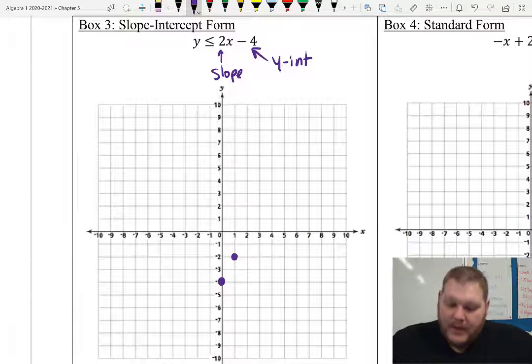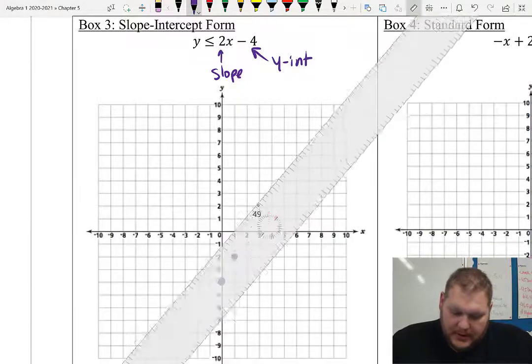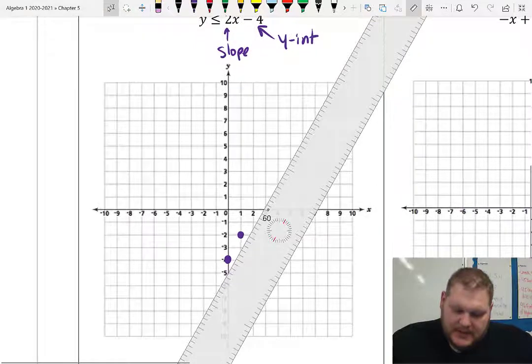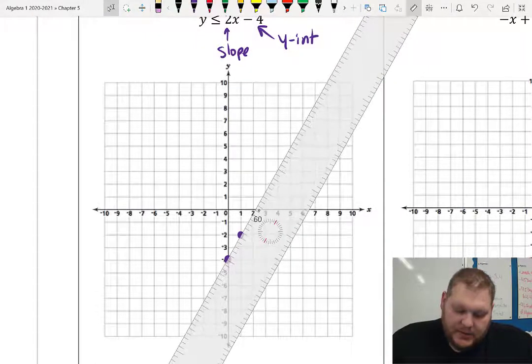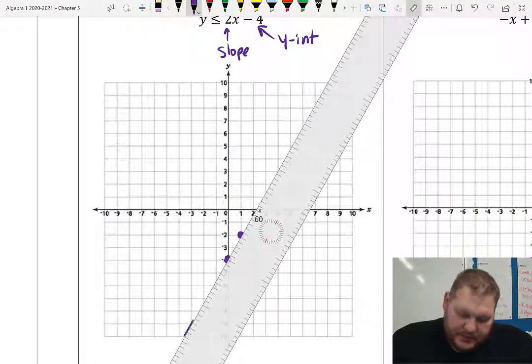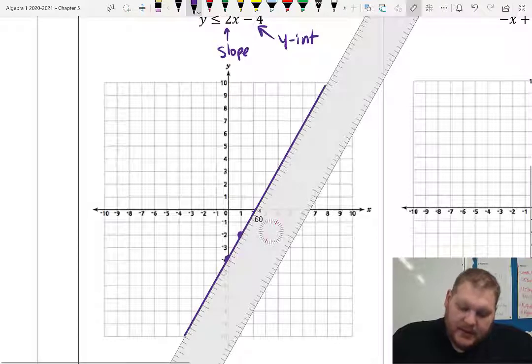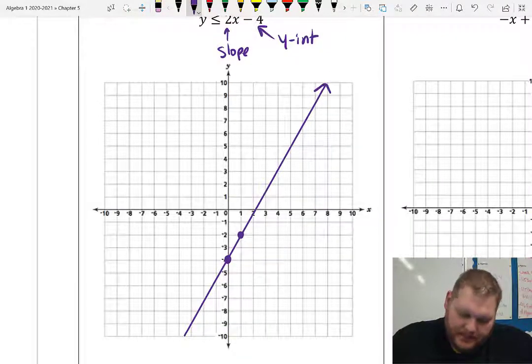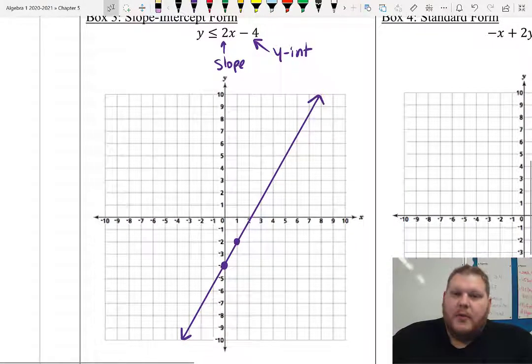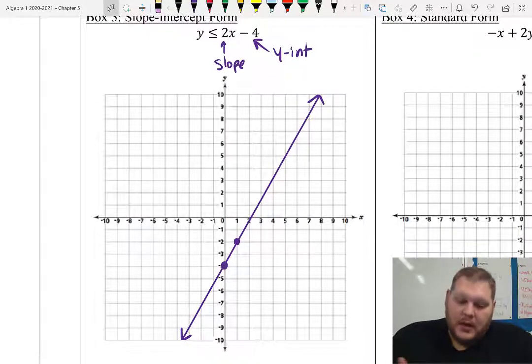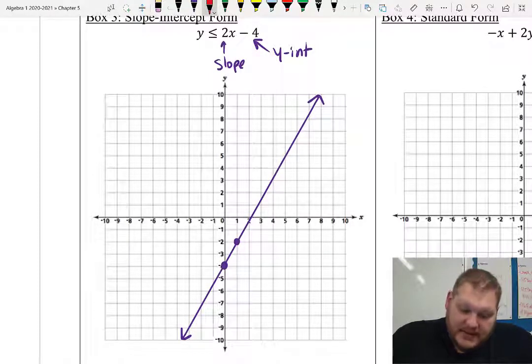I'll grab my ruler, line them up as best I can. Since this one is now a less than or equal to, I'm going to make it a solid line all the way across. And then shading-wise, I need to figure out whether I go above or below. So now I can look at this and just use that shortcut. It's less than, so it should be underneath, below. But you can also still use that test point.